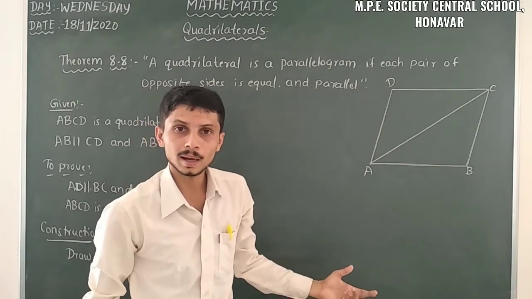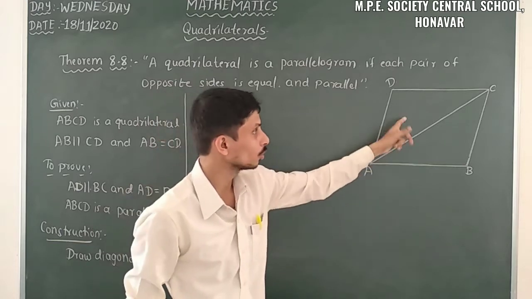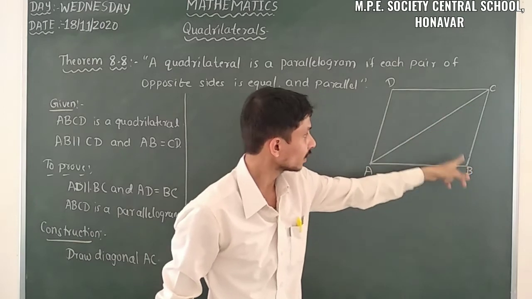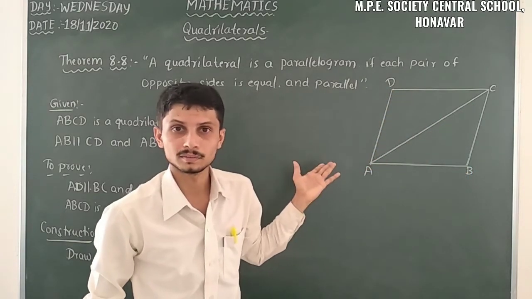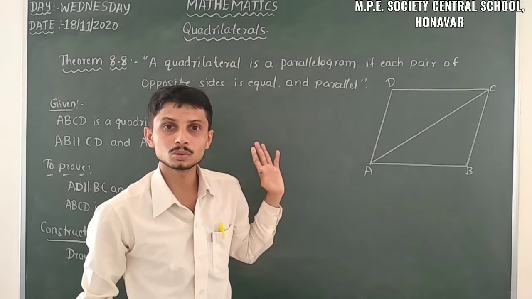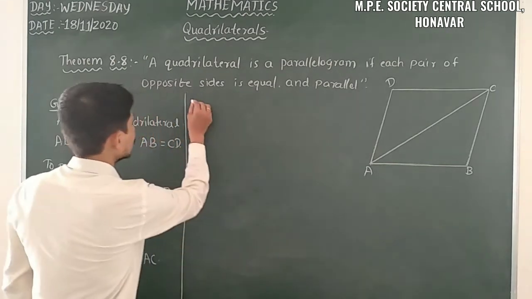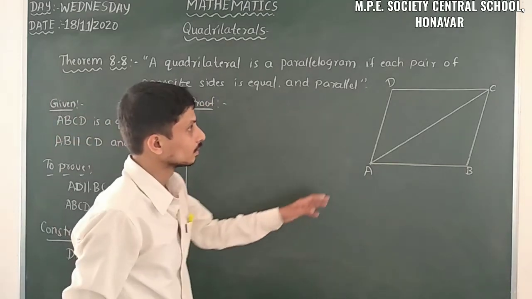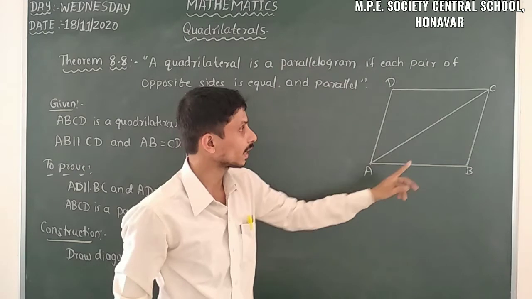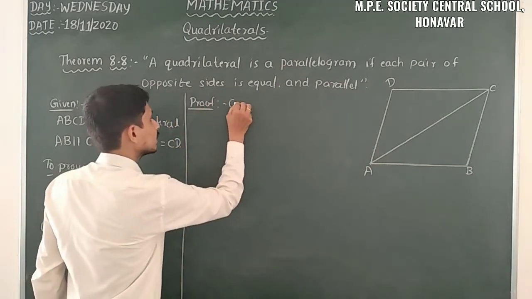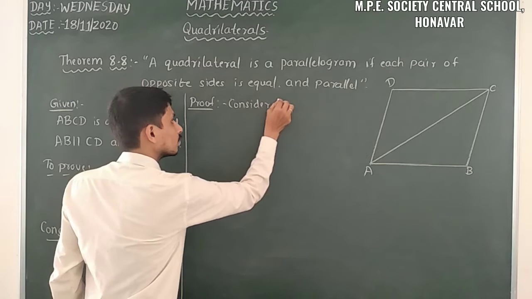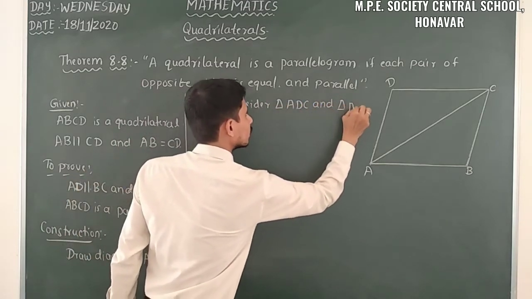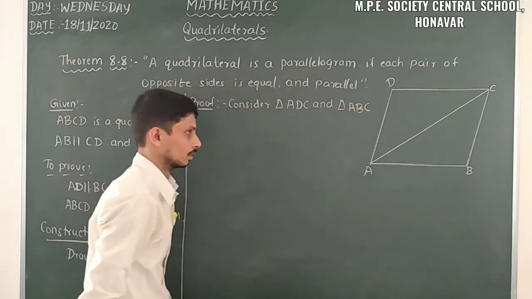With the help of a congruence rule, we take those two as congruent triangles, and then we can take those two sides as equal and parallel. So let us take those two things here. Proof. Consider triangle ADC and triangle ABC.